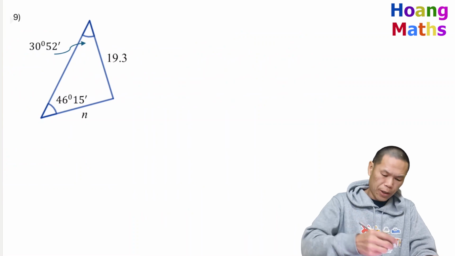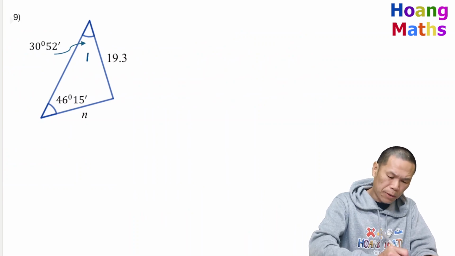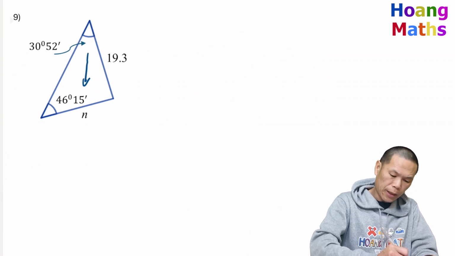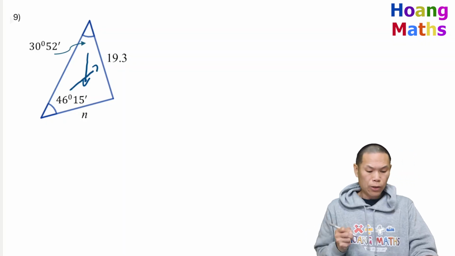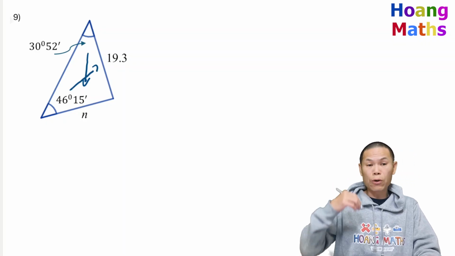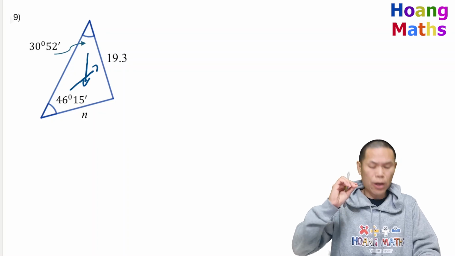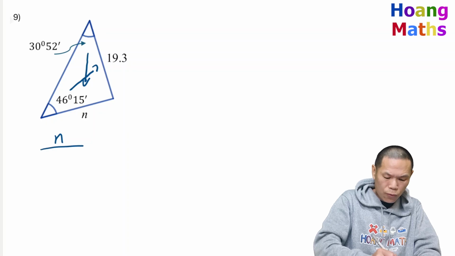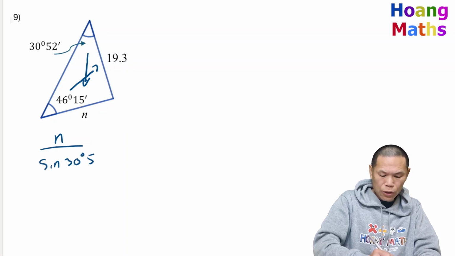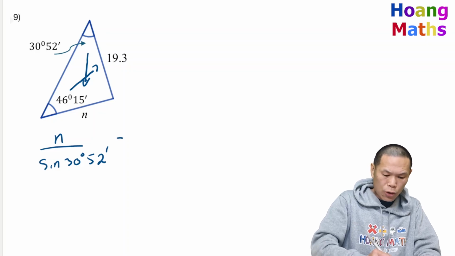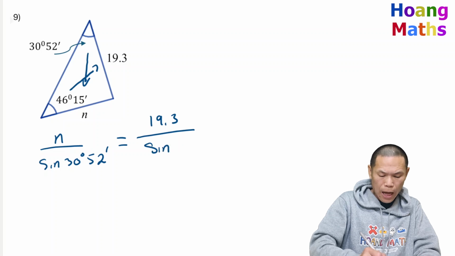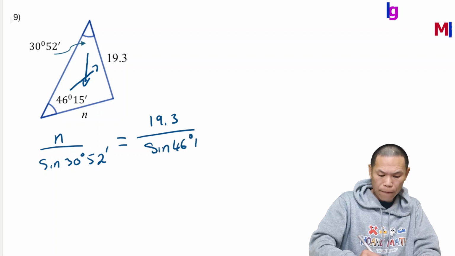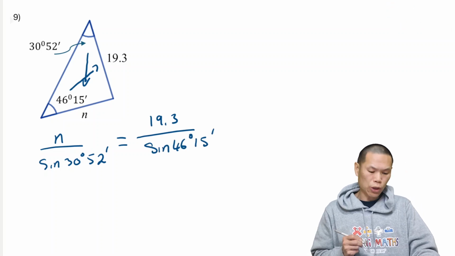Question number 9. So we know that N is opposite of this angle, and this angle here is opposite to 19.3. So N over sine of 30 degrees 52 minutes equal to 19.3 over sine of 46 degrees 15 minutes. So now we just solve for N.